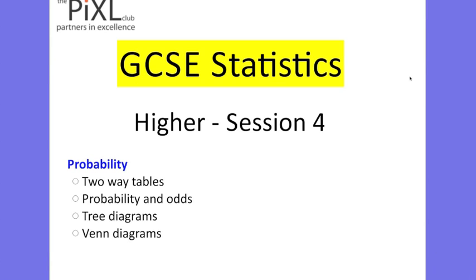Welcome to the GCSE Statistics Higher Session 4. This session is focused on probability and consists of 4 subsections: two-way tables, probability and odds, tree diagrams, and Venn diagrams.